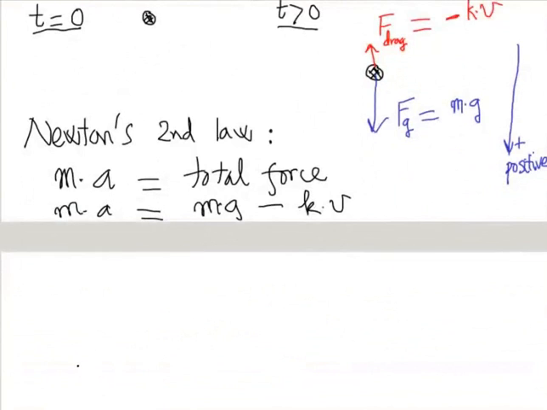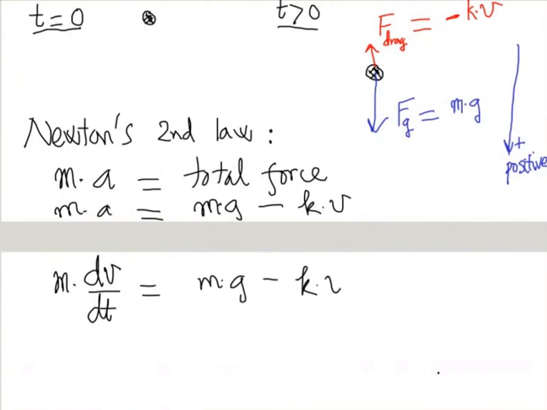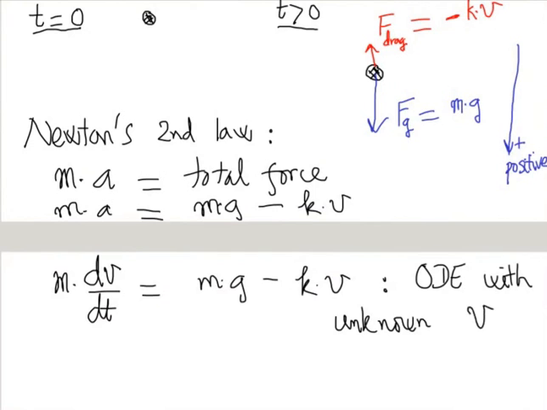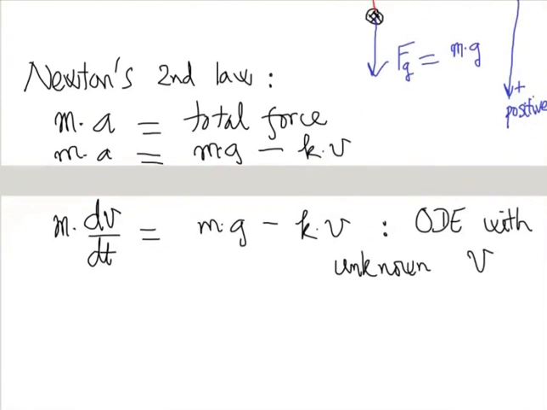Now, acceleration a is the derivative of velocity, dv/dt. We have m dv/dt equals mg minus kv. And now we have a differential equation, the ODE, with unknown v, which is a function of time.